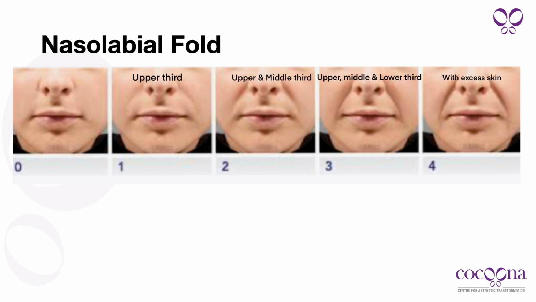Nasolabial fold can also be graded according to the severity, and in grade 1 you will see there is deficiency of only the upper third of the nasolabial fold. In grade 2 the deficiency is in the upper third and the middle third of the nasolabial fold. Grade 3 is upper third, middle third, and a little bit of lower third with excess skin, and grade 4 is predominantly excess skin along with volume loss that can extend right into the marionette region or the labiomental region. So the treatment should be according to the severity of the nasolabial fold.